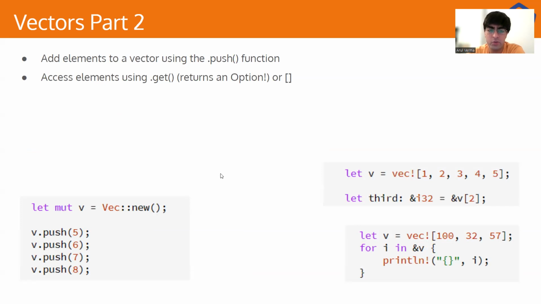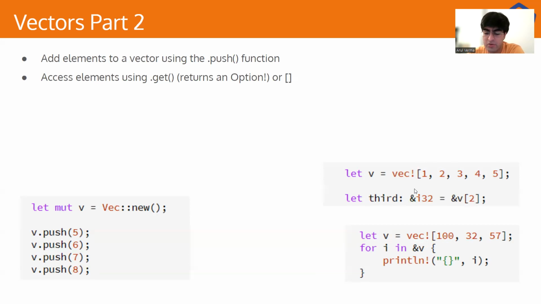So with vectors, you add values to them using the push function. And you can see an example of this on the left. let mut v = Vec::new(); v.push(5), v.push(6), v.push(7), v.push(8), and this will give us a vector with 5, 6, 7, 8. We can also declare our vector here, v = vec! with the macro, 1, 2, 3, 4, 5. And we can see the third is equal to &i32, &v[2].